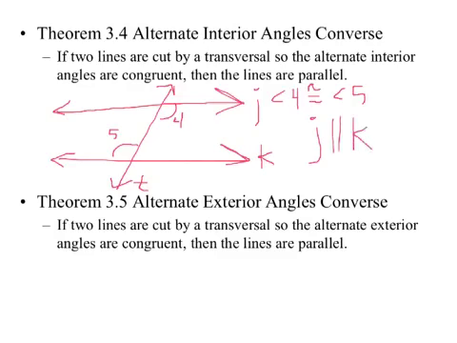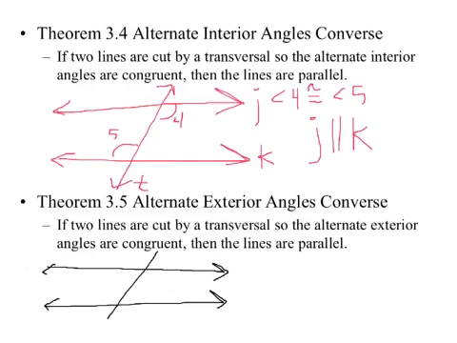Theorem 3.5, alternate exterior angles converse. If two lines are cut by a transversal, so their alternate exterior angles are congruent, 1 is congruent to 8, then the lines are parallel. It's J, K.